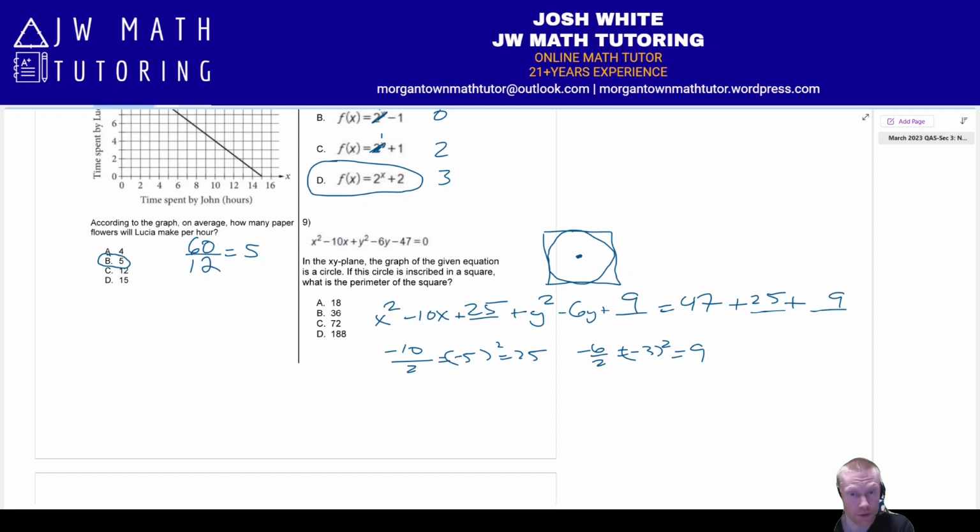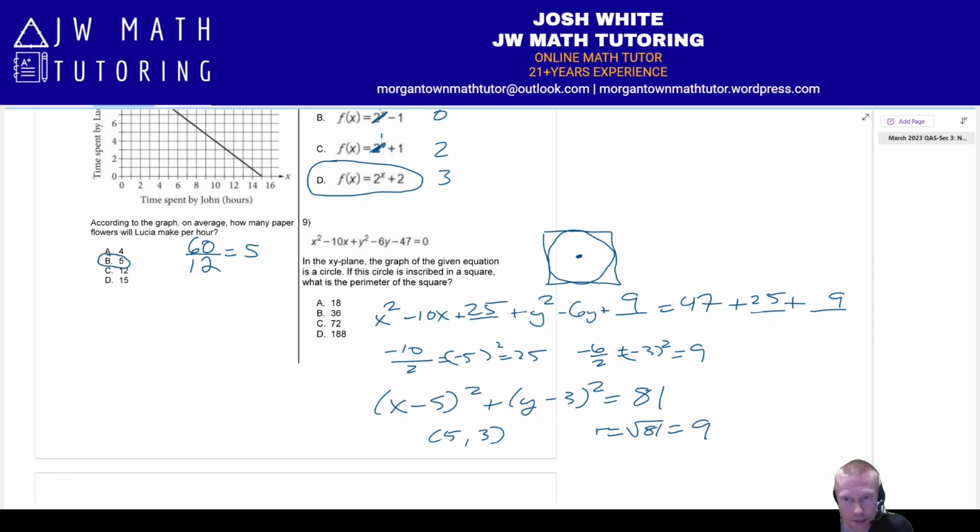Now, technically you don't need to do the rest of the work on the left side because you don't need the center of the circle. All you really need for this problem is its radius. But I'll just show you. Basically, this circle in standard form would look like this. And now on the right side, if you add up 47 and 25, you will get 72, and 72 plus 9 will be 81. So now it's in standard form. Technically, again, you don't need this for this problem, but the center would be 5, 3. The radius would be the square root of 81, which is 9.